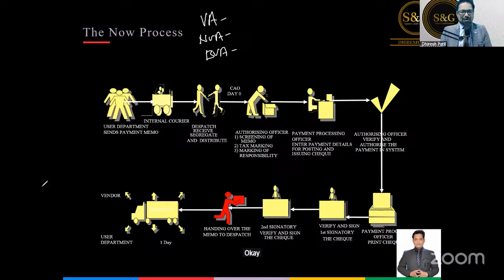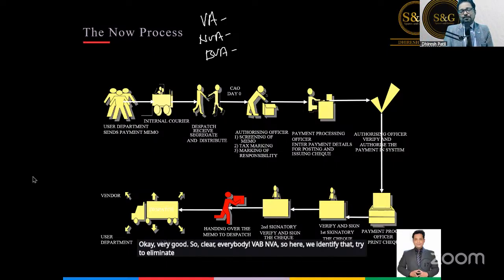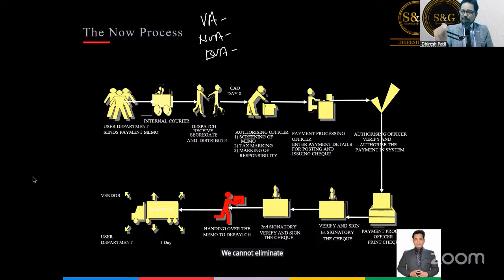Okay. Very good. So is it clear, everybody? VA, BVA, NVA. Here we identify and try to eliminate NVAs. We cannot eliminate 100%, but try to minimize as much as possible. That's the point.